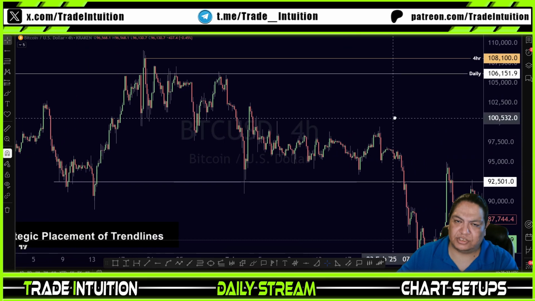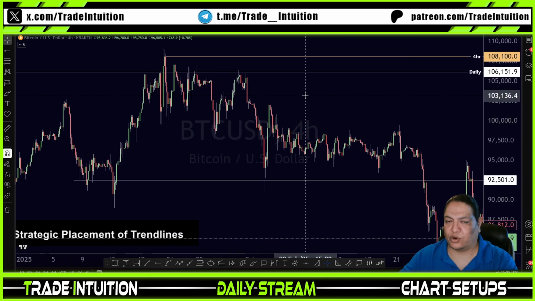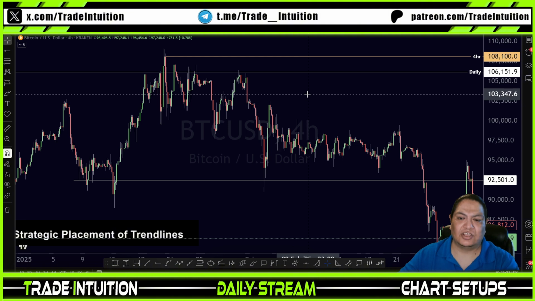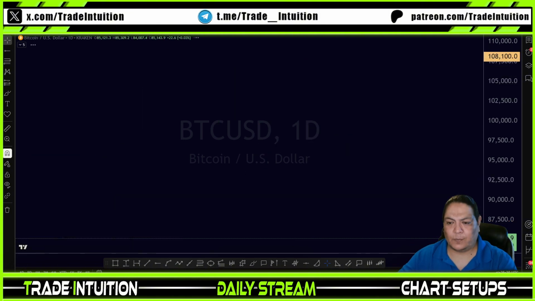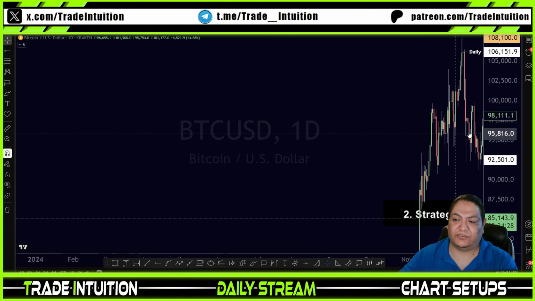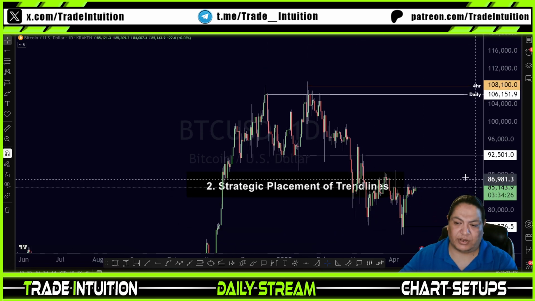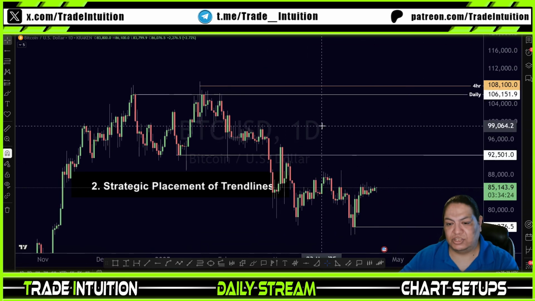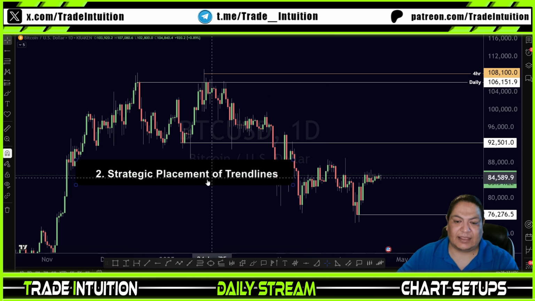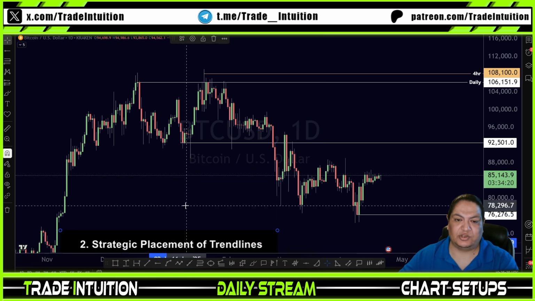So to reduce the confusion with anything, support resistance levels, trend lines, you want to go to a higher time frame. If this is too confusing, then go to a higher one. But right now, this one looks okay because I can pretty much see these trend lines. And what you want to do, same thing, magnet tool on.